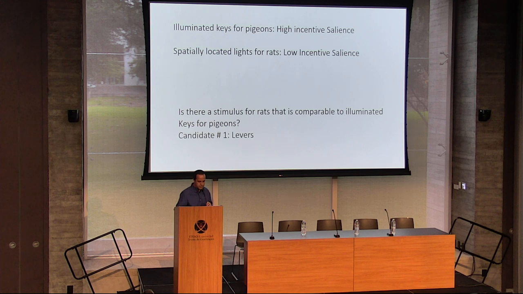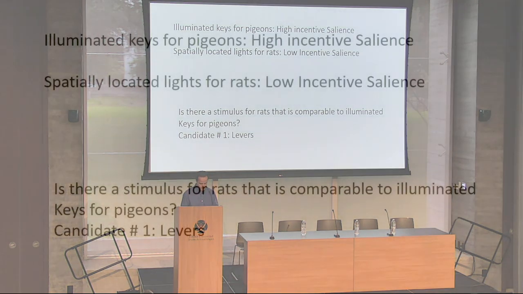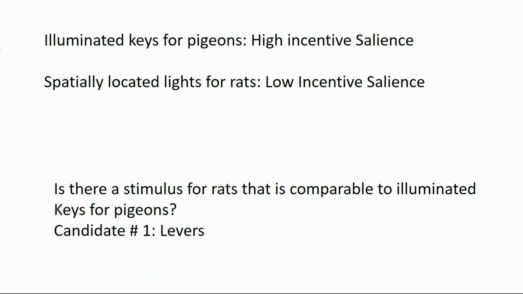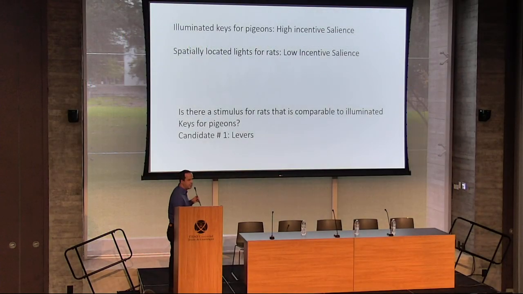What does it have to do with suboptimal choice? Well, if we compare the procedures for pigeons and for rats, we can see that the illuminated keys that I used for pigeons have high incentive salience. In contrast, the spatially located lights that I showed you before have low incentive salience. Is there a stimulus for rats that is comparable to illuminated keys for pigeons?